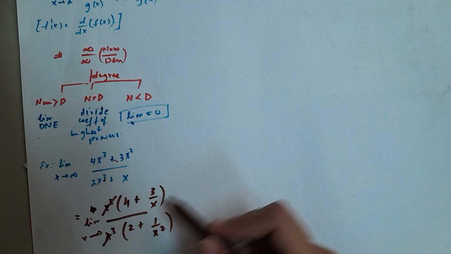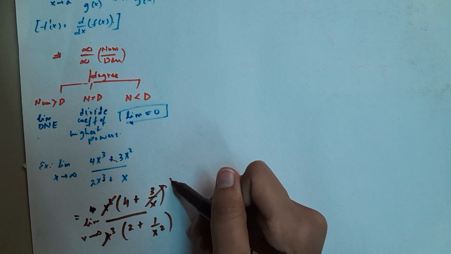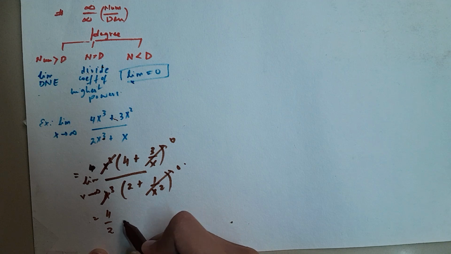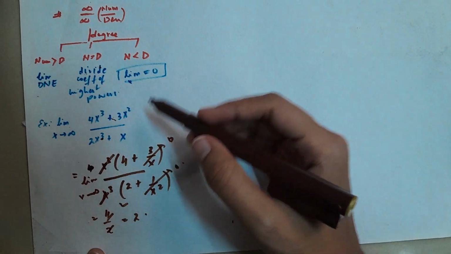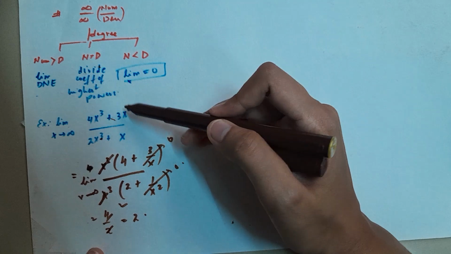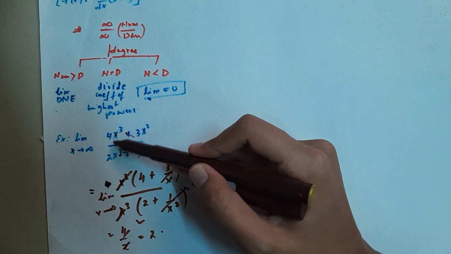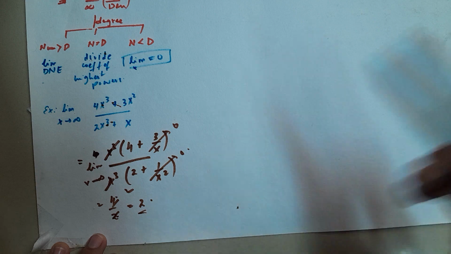So these get cancelled, and here when x is approaching infinity, 1 by infinity is 0. So these become 0. And we have 4 by 2. So the limit is 2. That's what they mean by divide the coefficient of highest powers. So highest powers is what? x cube and x cube. Coefficient is 4 and 2. So that's what we did in the end. 4 divided by 2. And you get the limit.